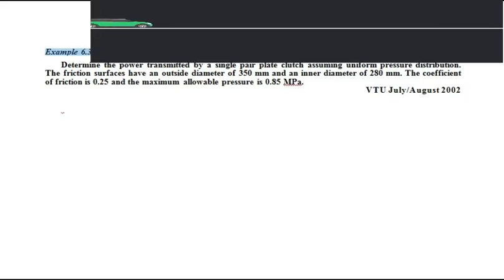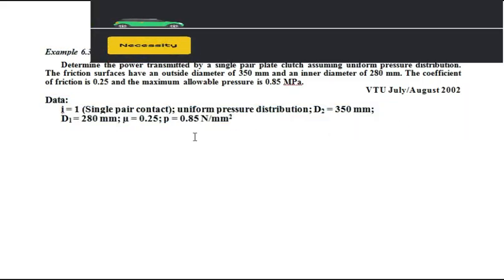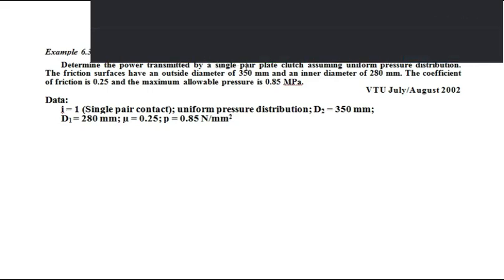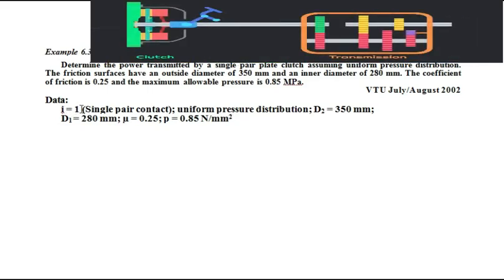Here we are focusing on the data. Here a single pair plate clutch is given. Therefore you have to take i is equal to 1. If it is mentioned as 2 pair, then you have to take i is equal to 2.